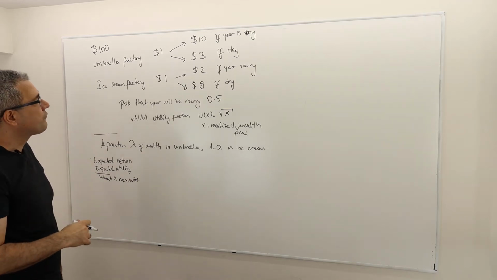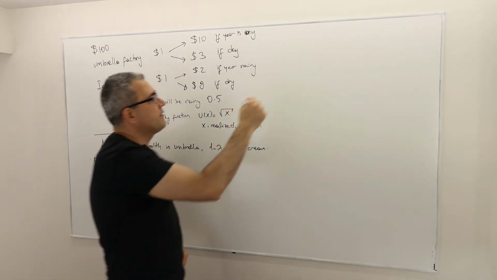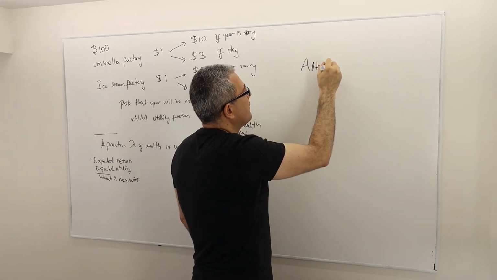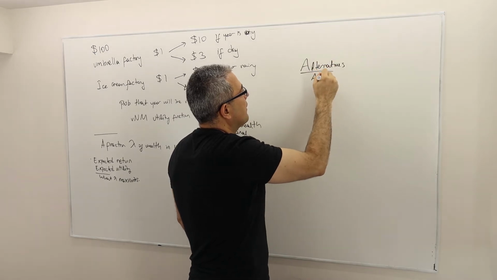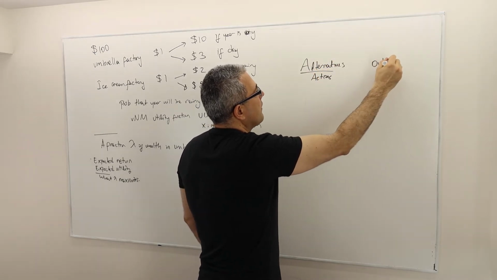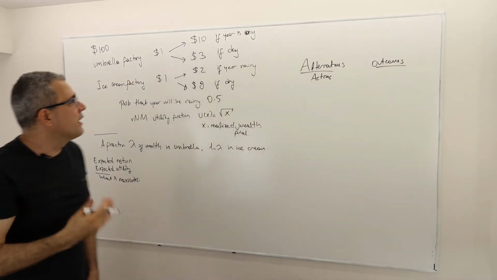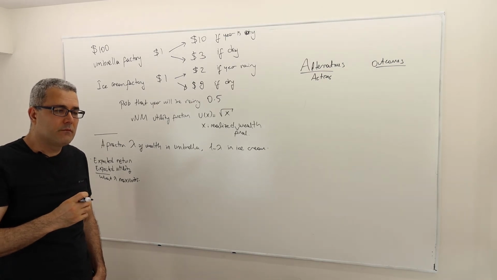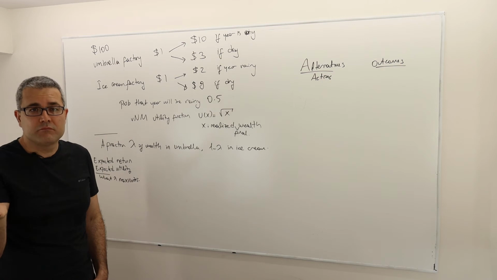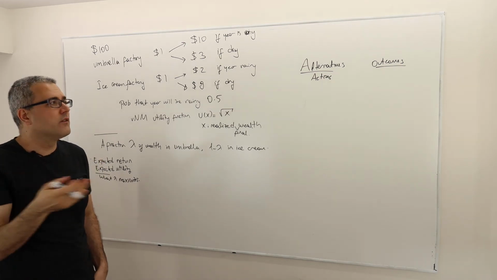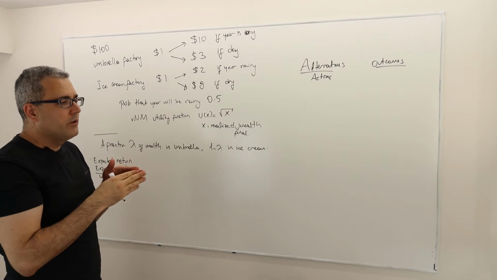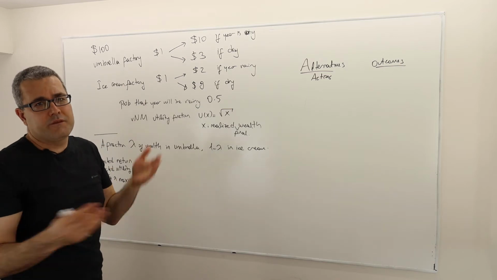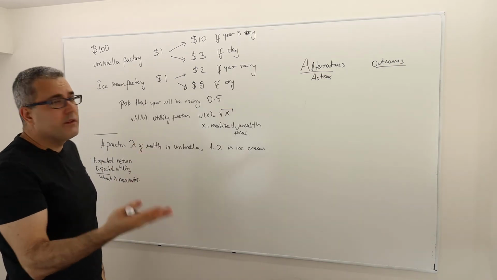So question. What are the alternatives here, or the actions to choose from? And what are the outcomes? Okay, so what are the alternatives here? Anybody? Alternatives are to invest either in the umbrella factory or ice cream, exactly. So there are two alternatives, right? You either choose to invest in the umbrella factory or choose to invest in the ice cream factory. Very good.